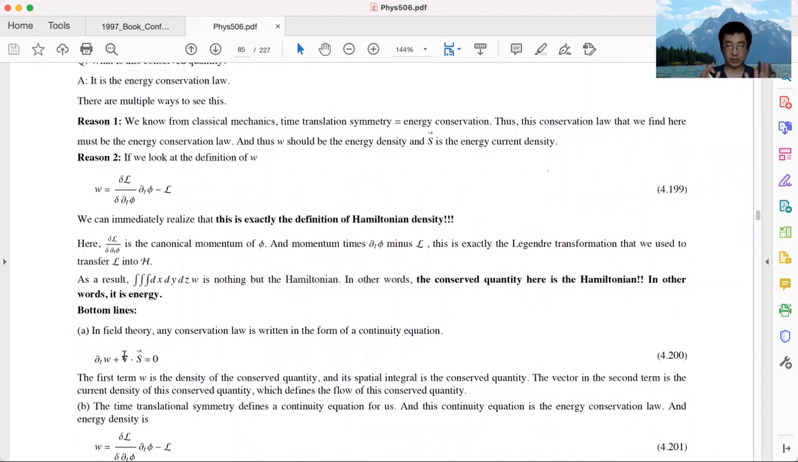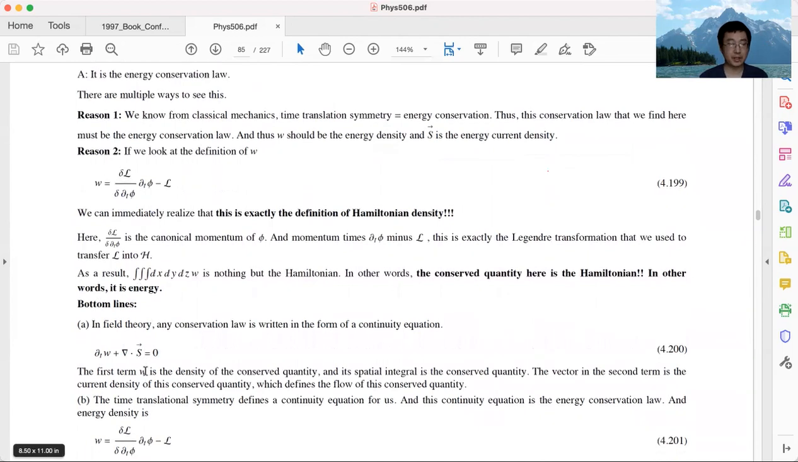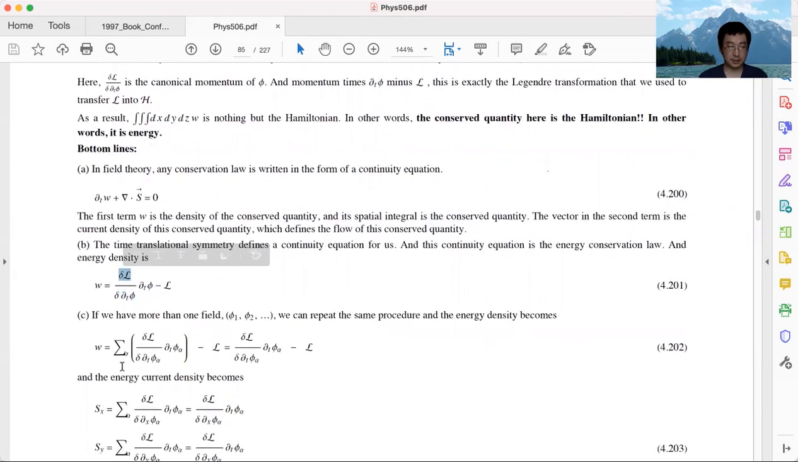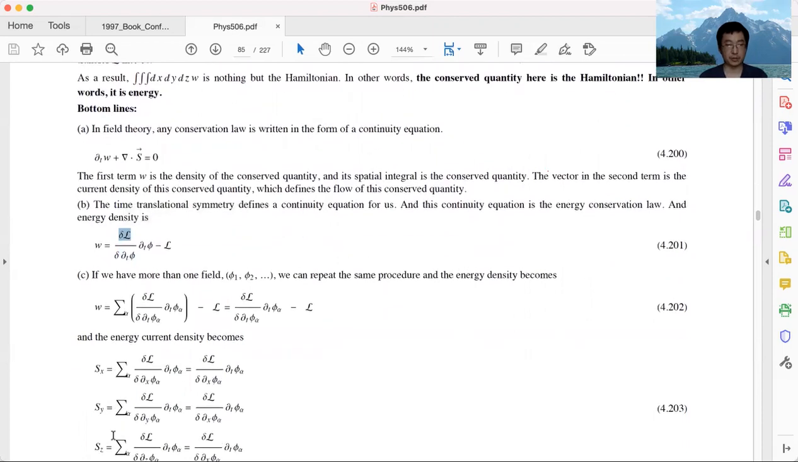So the bottom line: for any field theory, as long as the system has translational symmetry in time, which means we do the experiment right now and we do the experiment tomorrow, we get exactly the same answer, then we immediately get the conservation law. That conservation law is written in terms of a continuity equation. We get the energy density and energy current density, and this is the continuity equation for energy conservation. The energy density can be immediately written down as long as we know the action, the Lagrangian. And the energy current density can also be immediately written down as soon as we know the energy.